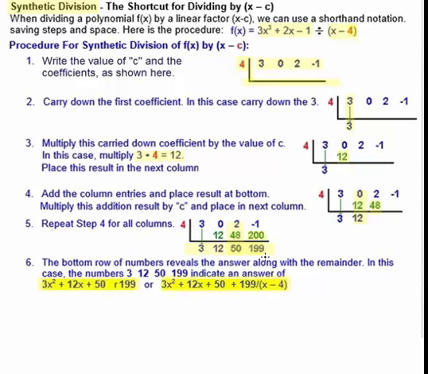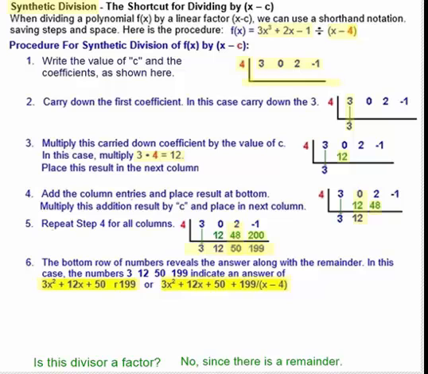Now the answer is always going to be 1 degree less than the dividend. We were dividing a third degree polynomial, 3x cubed plus 2x minus 1. The answer will be a quadratic polynomial, and then we'll have a remainder with that. Is this divisor a factor? Well, again, the answer is no, because there is a remainder that's not 0.